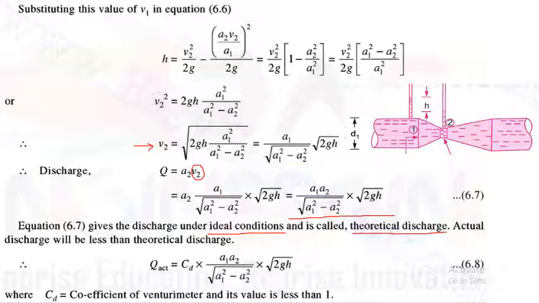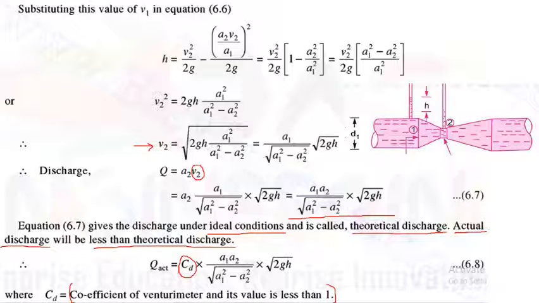But real conditions cannot be like that. Real conditions cannot go according to theory. So we have the real conditions giving us actual discharge. Actual discharge will always be lesser than the theoretical discharge. So to obtain actual discharge, we have to multiply the equation of theoretical discharge with a coefficient. That coefficient is called the coefficient of Venturimeter, that is CD, and its value will always be lesser than 1.